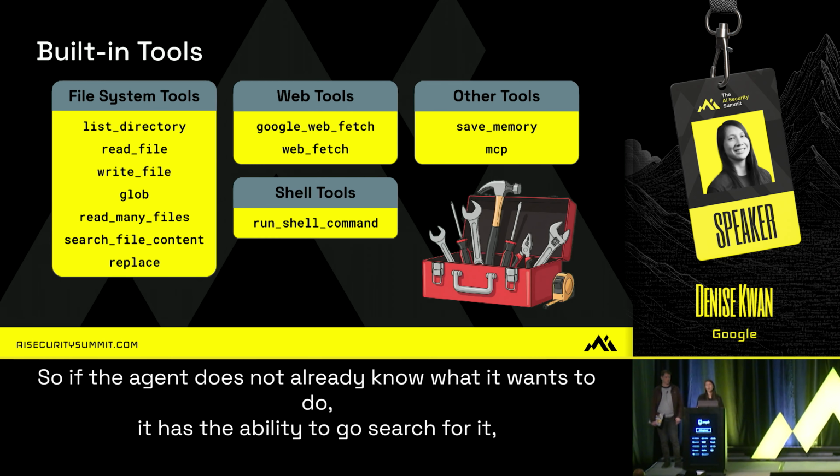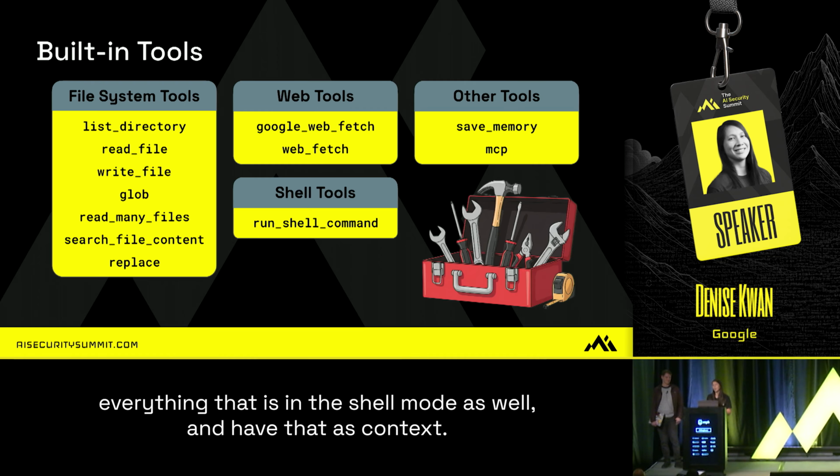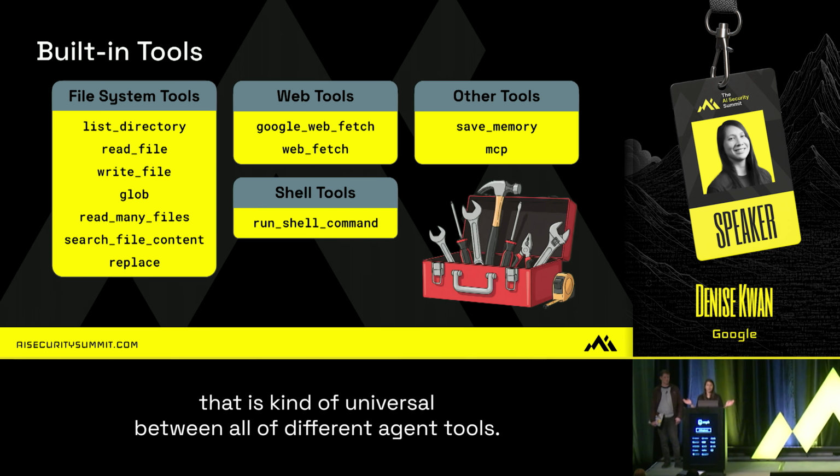And then what's nice is there's shell tools. You cannot get that on a web-based AI tool, and you can run shell commands, and I will show that to you in a little bit, how we even have interactive shell mode, being able to go in and work on your shell, everything that is in the shell mode, and have that as context. And like I mentioned, lastly, MCP servers, that is kind of universal between all of the different agent tools, but obviously we have to support that as well.